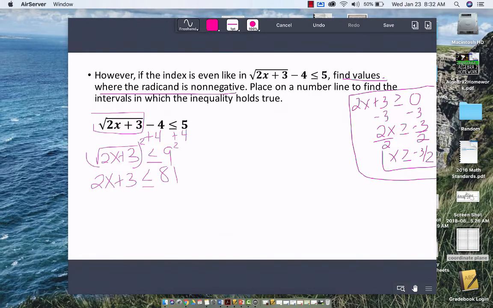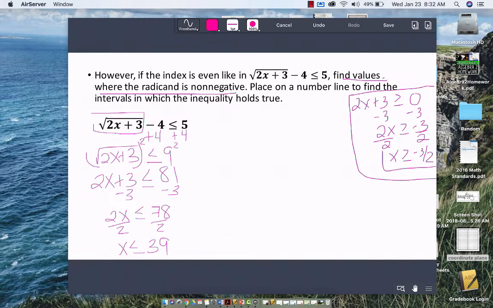Okay. So now I'm going to subtract 3 from both sides. Subtract 3, and I get 2x is less than or equal to 78. And then divide by 2. x is less than or equal to 39. Okay, so that is what we are working with.